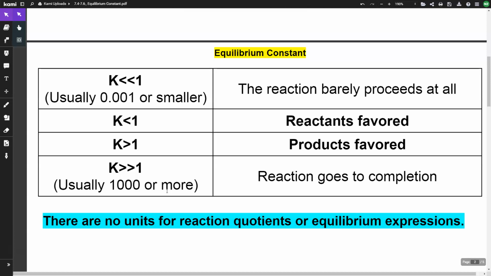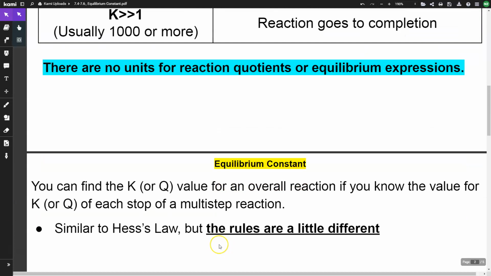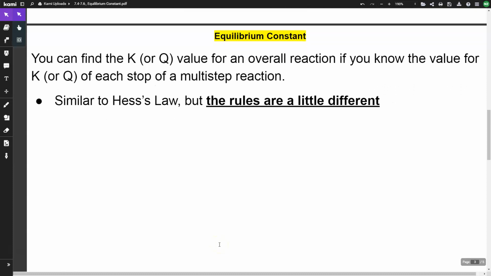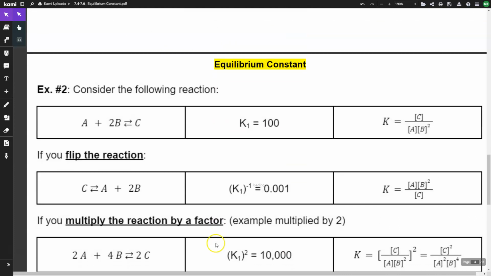Okay, now if our constant is much, much greater than 1, usually 1,000 or more, that means the reaction goes to completion. Okay, it completes the reaction, everything is formed, and everybody's happy. And again, we don't have any units for our reaction quotients or equilibrium expressions. All right. So you can find the value of K or Q. You can find those values for an overall reaction if you know the value for each step of a multi-step reaction. Yeah, this sounds like Hess's law, but the rules are a little bit different.